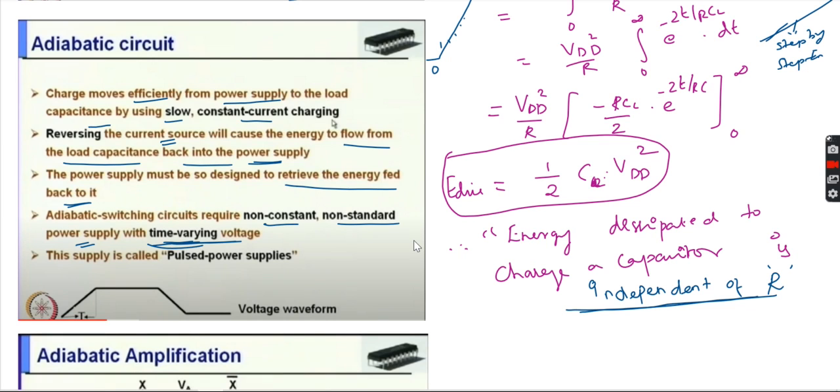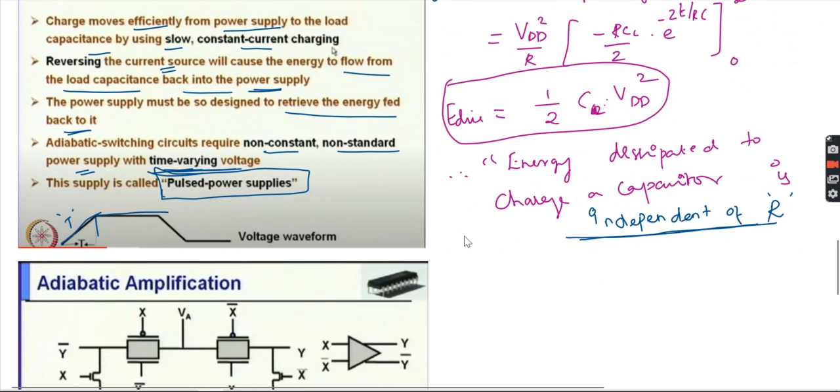A very important keyword here: time varying, like a ramp. That supply is called a pulsed power supply. This is what we need to use. Here it will be like this: your time, the charging time period, gets increased. So instead of a fixed power supply, we have to give this pulsed power supply.